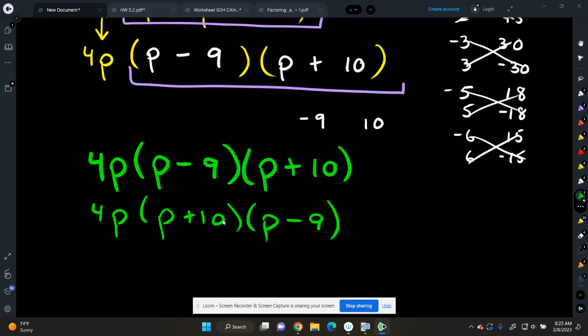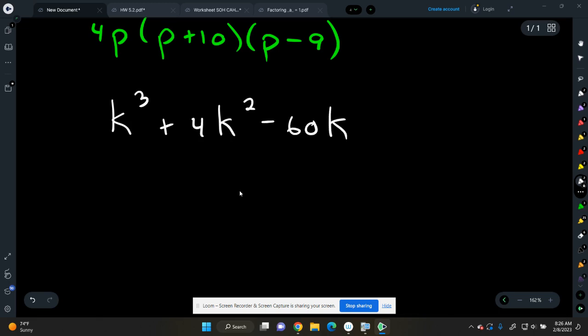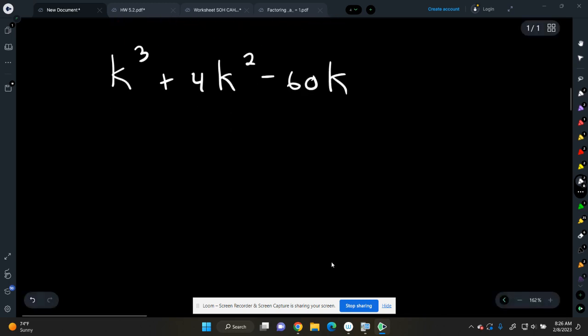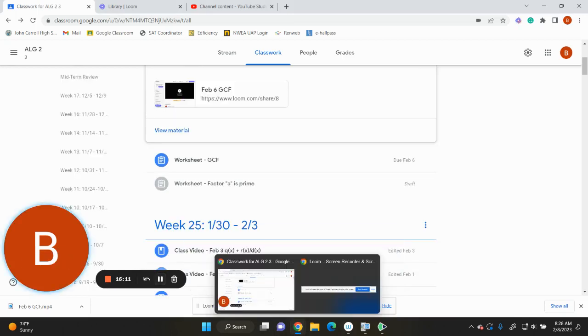Okay, try this one by yourself. Is this the first we've done these type together? We started it. Okay. We're a little bit out of sync with the other classes. Okay, see if you can factor this one by yourself. Okay, if you didn't finish.